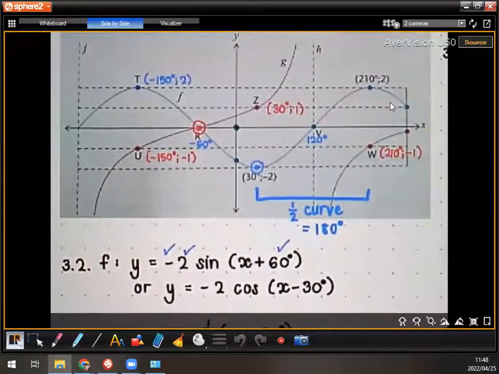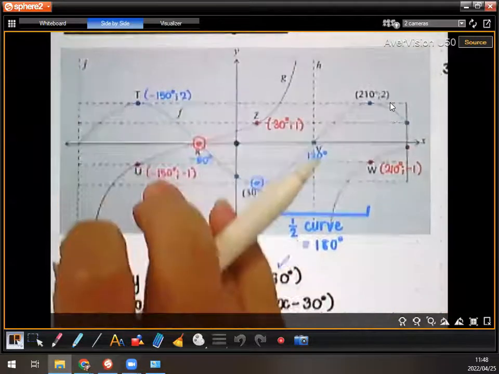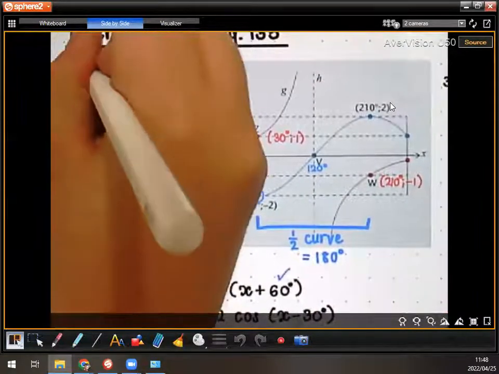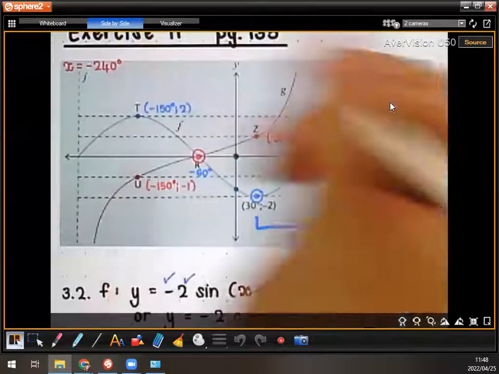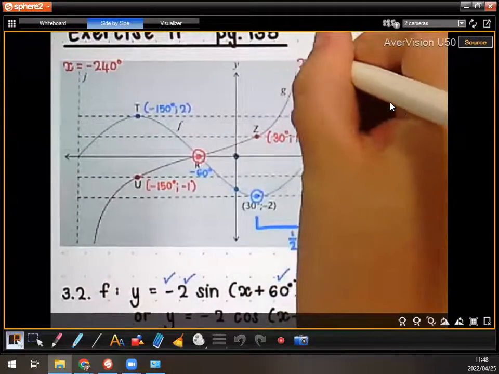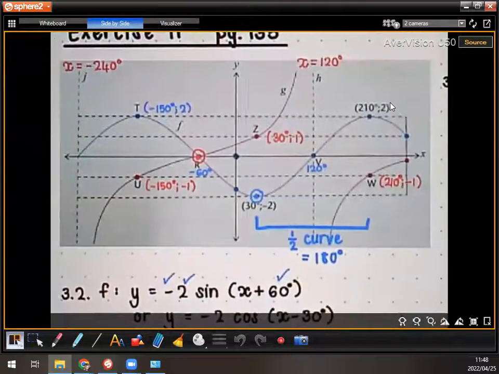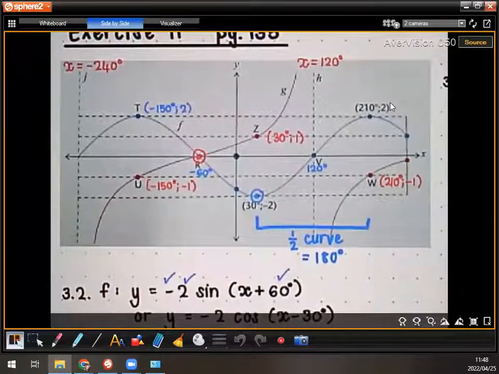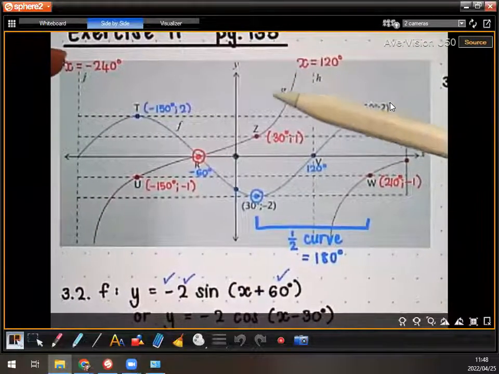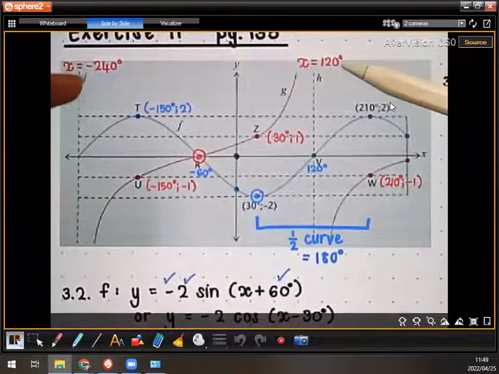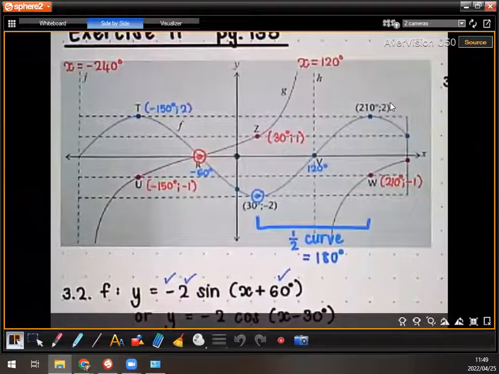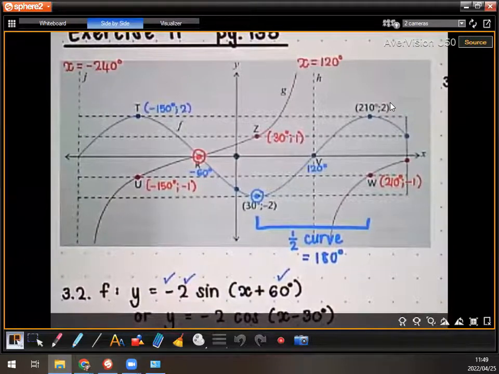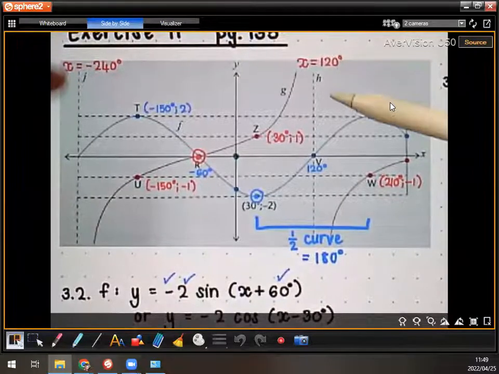But we need to figure out the period. What did we say this was again? This was x equals negative 240, and this one is x equals 120. From asymptote to asymptote, that's one period. So that's how we can see the period of this graph. We need to know what the k value is. That's why I need to find the period. Now, what is the difference between negative 240 and 120? 360 degrees. What is the period of the tan graph normally? 180. It's double. From negative 240 to 120, that's 360 degrees.